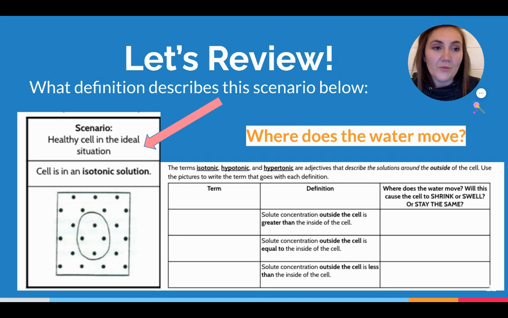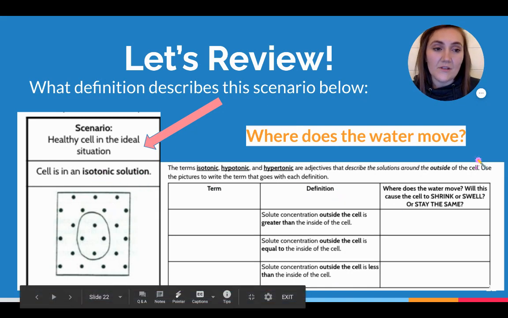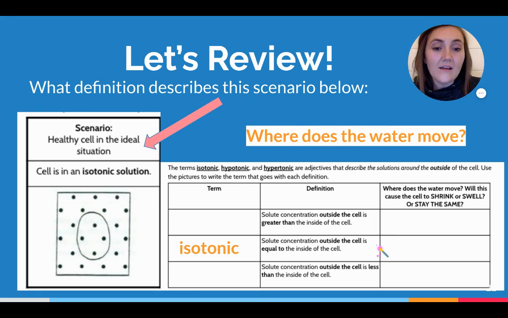All right, so the first one we're going to be looking at is a scenario where a healthy cell is in the ideal situation. So the cell is in an isotonic solution. Keep in mind these dots are representing solute. They are not going to be moving. The blank space is representing the water molecules, which are going to be moving. So based on this term and looking through these definitions, hopefully you're able to figure out that the definition is the solute concentration outside of the cell is equal to the inside of the cell.